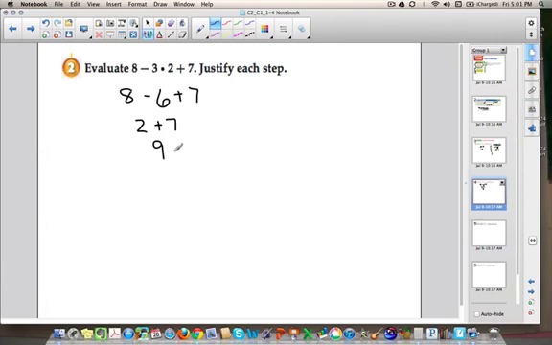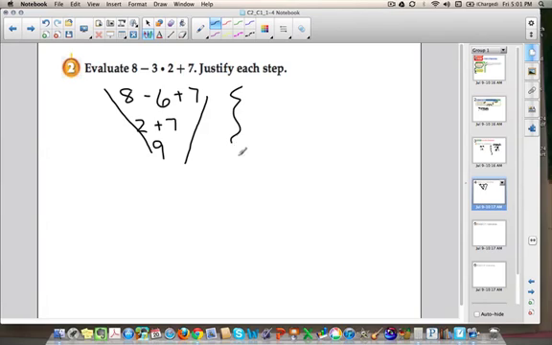And I've justified each one of my steps by making sure that I applied the order of operations. Notice that I'm doing my work going down. Notice that I don't have any equal signs, and my answer kind of ends up looking like a triangle.